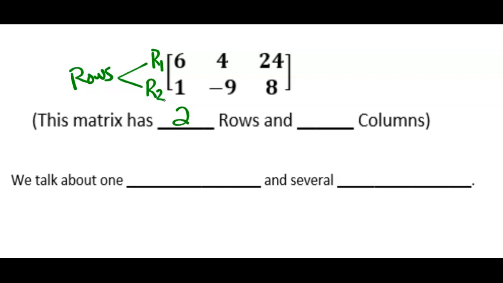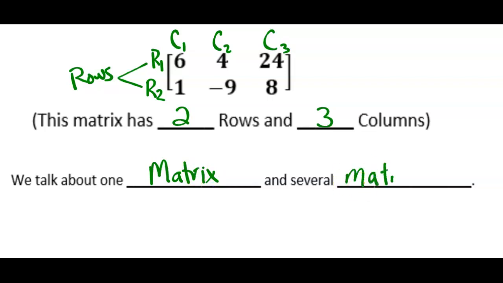And it has 3 columns. So this is column 1, column 2, and column 3. Okay? We talk about one matrix, and you may know about the movie The Matrix. And when we're talking about more than one, we're talking about matrices. So those are your two terminology words.